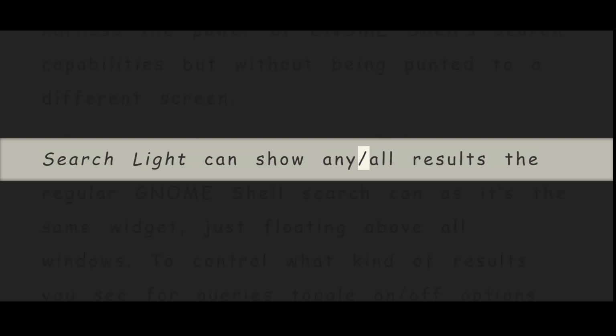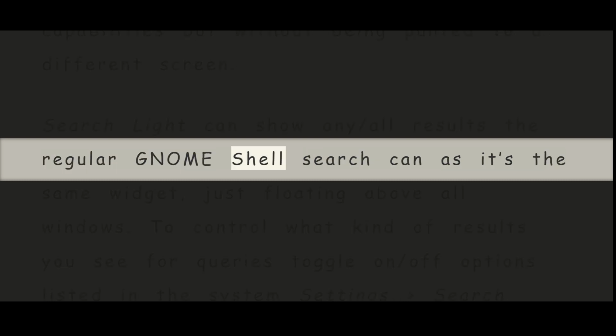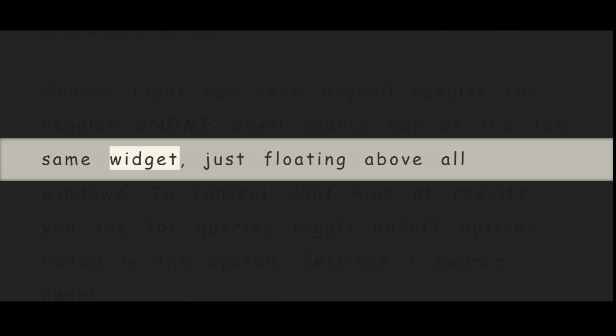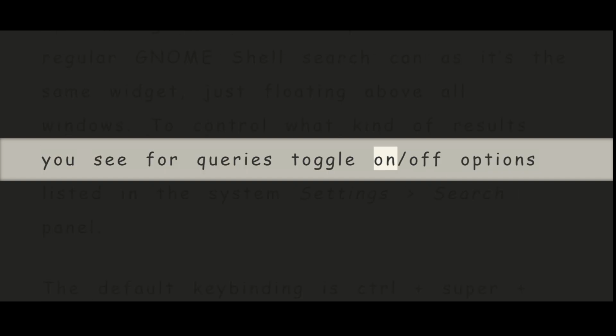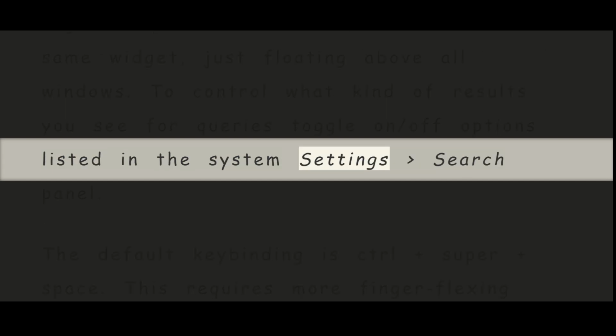Searchlight can show any/all results the regular GNOME Shell search can, as it's the same widget, just floating above all windows. To control what kind of results you see for queries, toggle on/off options listed in the System Settings search panel.